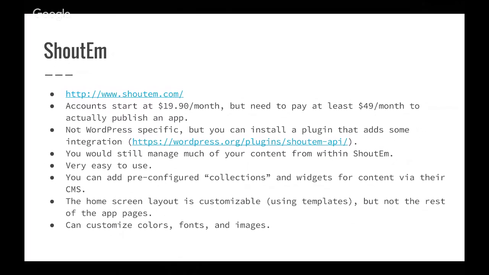All right, so now the last non-developer one that we're going to look at is one that we looked at in our previous presentation on this, Shoutem. I think I'm saying it right. This one's really nice. It's actually very inexpensive to get started. It starts at $19.90 a month, but you're going to have to pay at least $49 a month to actually publish an app. You can make an HTML5 app, which is not really an app, but you can't really publish it to the Apple or Google stores unless you pay $49 a month, which really, again, it's not that much if you think about it.